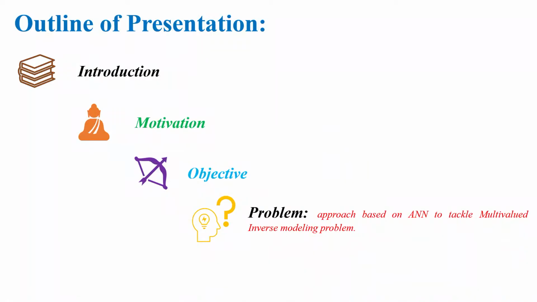So here is the outline of my presentation. First I will introduce the area of my work. After that, what motivates me to work in this particular domain we will discuss in the motivation part. Then what is the objective of my work. After that, what problem I consider to work in this particular paper we will discuss in the problem part. And at the last, we will discuss the resultant discussion, or we can say resultant conclusion.